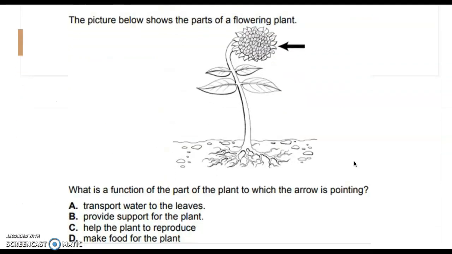All right, so let's go over this quick review. It says the picture below shows the parts of a flowering plant. What is a function of the part of the plant to which the arrow is pointing? So right up here, where we just talked about it. So what is this function? Is it to transport water to the leaves, to provide support for the plant, to help the plant to reproduce, or to make food for the plant? Go ahead and put up your fingers for 1, 2, 3, or 4.